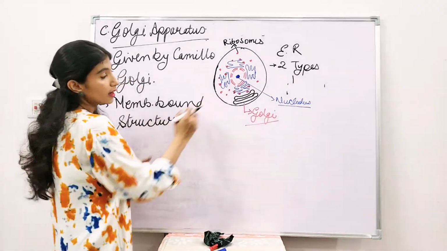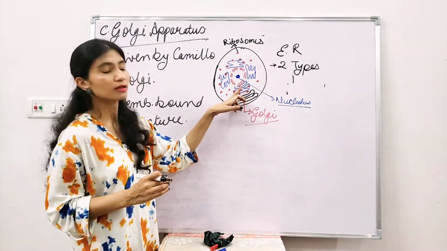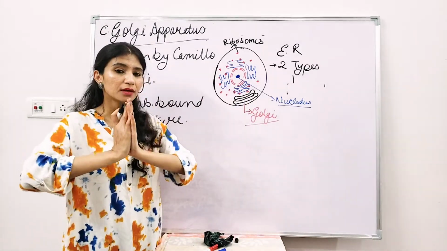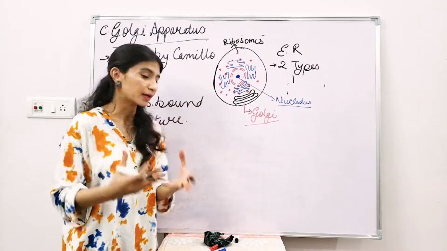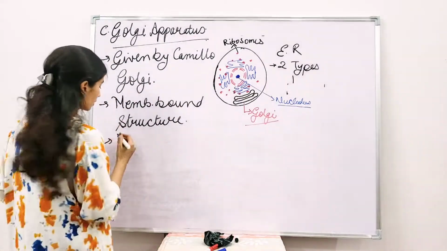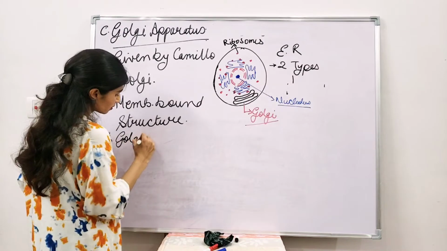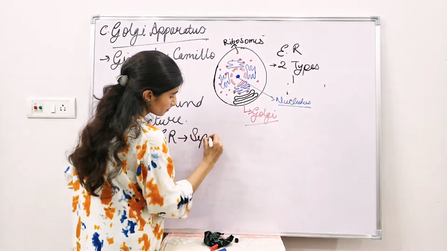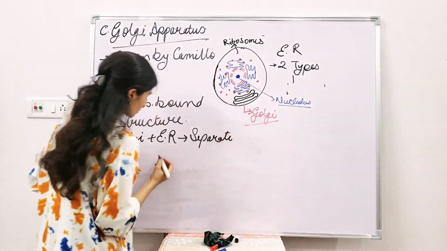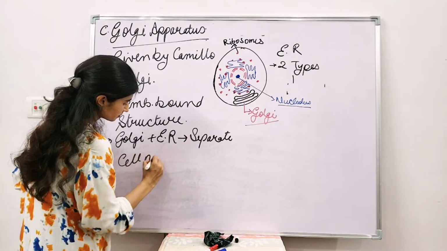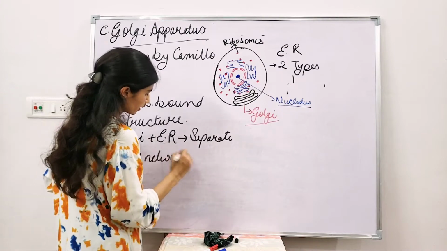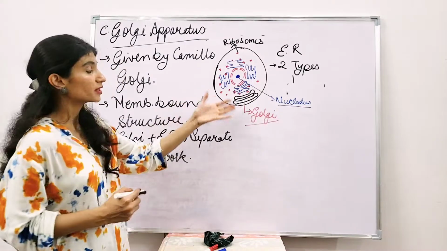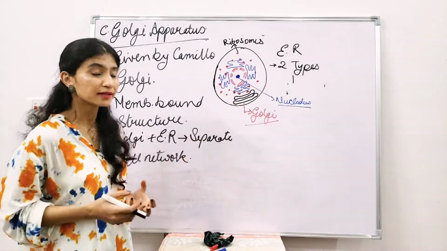In association with ER, when ER and Golgi both come up together, they make a separate membrane network, or separate cell network. So Golgi plus ER make a separate cell organelle network, you can say. Now, why is the Golgi so important? Why are we even discussing the Golgi? The reason is behind that.